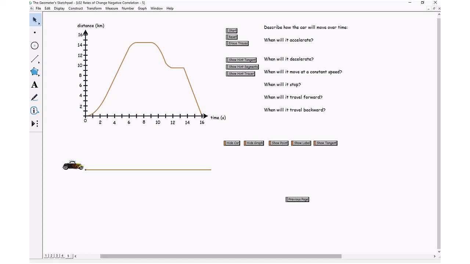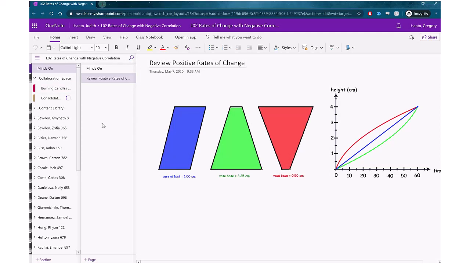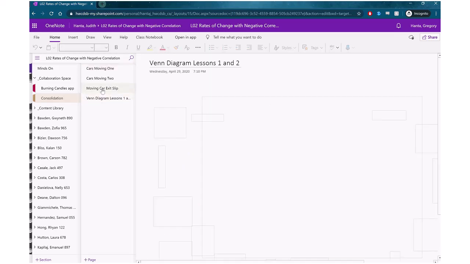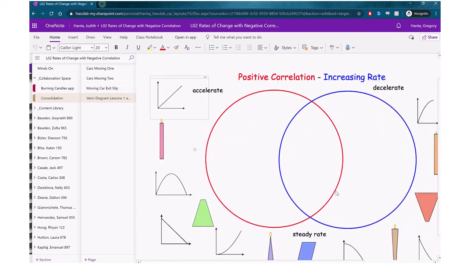And then the other activity we have for consolidation is in the OneNote. So I'm just going to get Mr. Hanta to go to the OneNote. He's just opening up the OneNote now, looking for consolidation. Okay, so again, if we just click on moving cars exit slip first. If you get into the OneNote and you've forgotten that little bit, there's the moving car exit slip. You can send that to us. And the next one down below that is the Venn diagram. You can see this in your personal workspace.